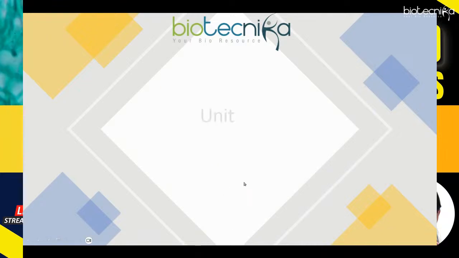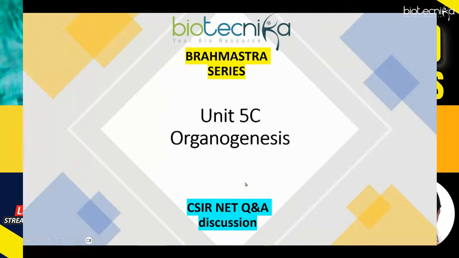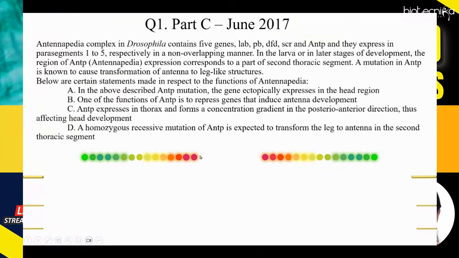So, today's topic is Unit 5C, and the topic name is Organogenesis. This is from Unit 5, Developmental Biology. We'll be discussing the CSIR NET question answers from Part C. Okay, let's begin. The first question is from Drosophila development.